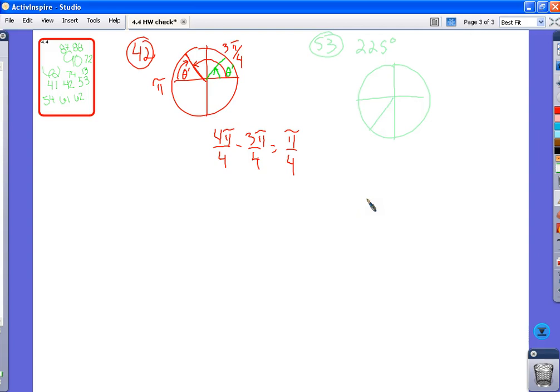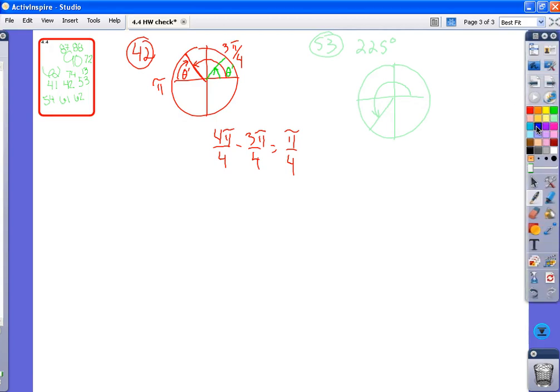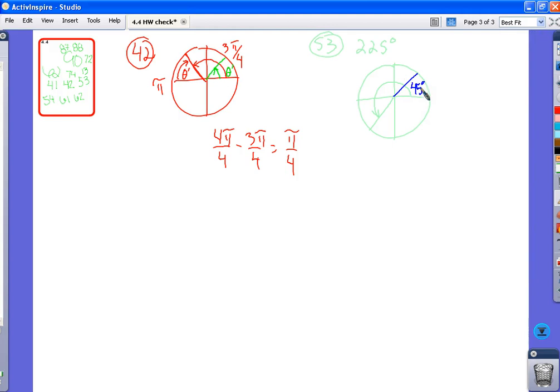Reference angle is going to be? Yeah, 225 minus 180. Here's 225. Here's the angle we want, between the terminal side and the nearest horizontal. So 225 minus 180 gives us this. So it's 45. So our reference angle is 45 degrees. This is how we find it without a calculator.